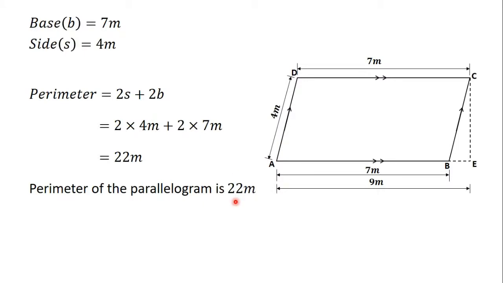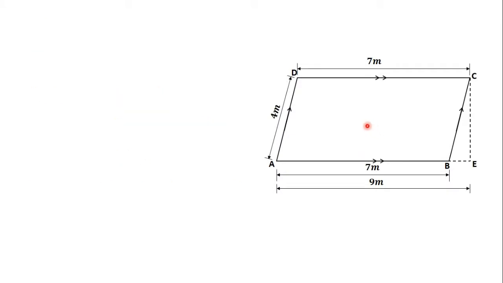Let's move on to the second part of our question, which is finding the area of this parallelogram. To find the area of a parallelogram, we know that the formula is the base times the height. That means that we need the height of this parallelogram. That was not given to us, so we have to find it. The height of this parallelogram is the perpendicular distance drawn from DC to meet AB. So the line drawn from DC to meet AB, that perpendicular line is called the height of this parallelogram.